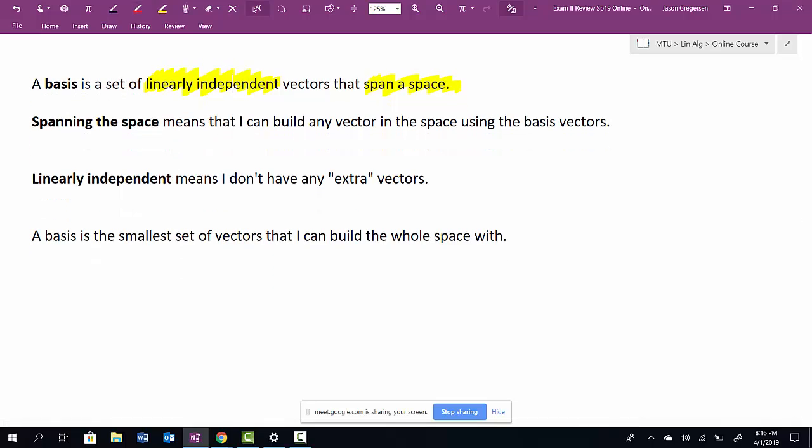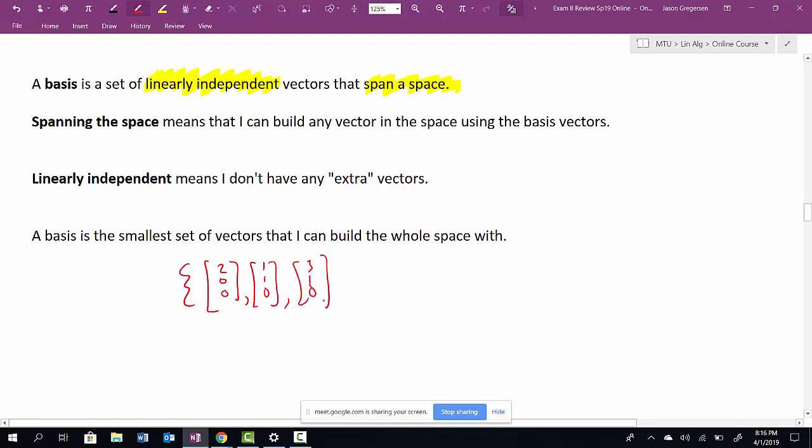So let's try some problems with basis and vectors. Let's think about these three vectors: (2, 0, 0), (1, 1, 0), (3, 1, 0). Okay? Are those vectors a basis for R3? Online crew, why don't you type your answer into the chat? Basis for R3.